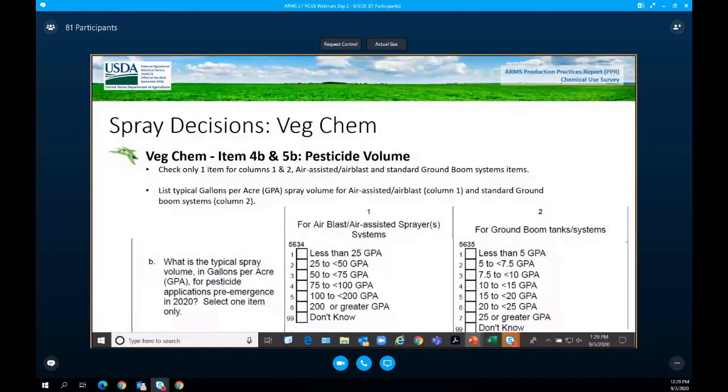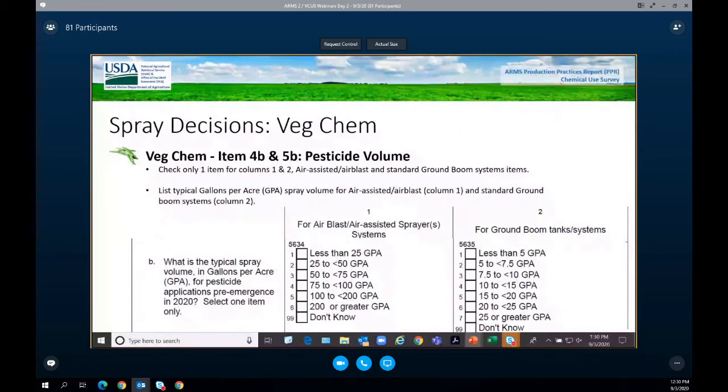Here we ask about typical spray volume per acre, gallons per acre. Hopefully straightforward checklist here. We tried to get ranges that make sense. Ultimately, less than 25 GPA for an air-assisted system, less than 5 for a standard ground boom seem to play out to be the most common, or the best place for a cutoff, but we'll continue to improve these over time. There again, they're hopefully straightforward, and what we're asking is the typical.